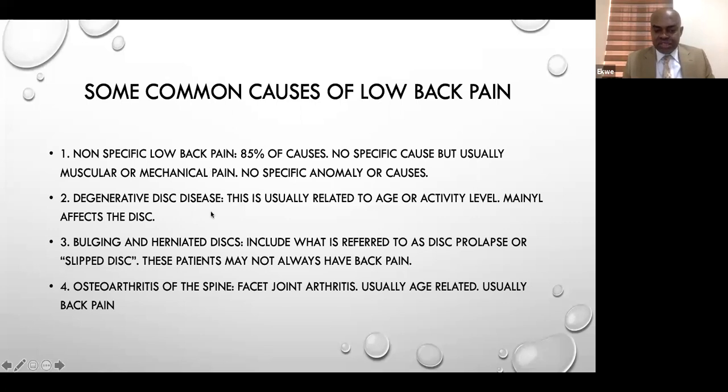Then you have degenerative disc disease. Degenerative in the sense that with aging, wear and tear will happen. And the disc, because it is like a shock absorber, bears the brunt of this wear and tear. This is usually related to age or activity, and it affects the disc. You can have what we call a slipped disc or a prolapsed disc, which is quite common.